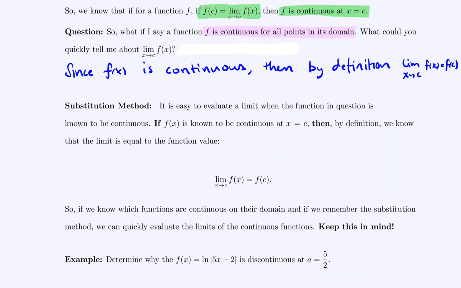And this brings us to the idea of the substitution method, which is a quick way to evaluate limits if the function is known to be continuous either at that point or over its whole domain. What the substitution method says is, if a function is known to be continuous at a point, then by definition we know that the limit is equal to the function value. Or, expressed in terms of symbols, the limit as x goes to c of f of x equals f of c. And we keep in mind that this is only possible if you know the function is continuous. If you don't know that it's continuous, you can't make this type of claim. The function value and limit do not have to be equal.